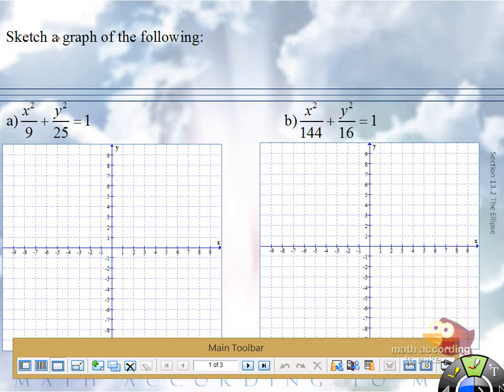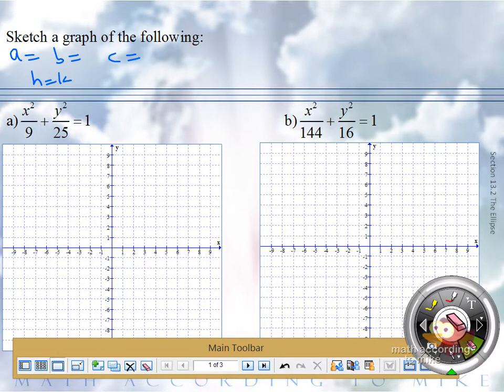So on your test, you're going to see, fill in the blanks. You'll see A, B, C, H, K. Oh, H doesn't equal K. Well, in this case it does, but not always. So we already did these two. These are both 0, 0.